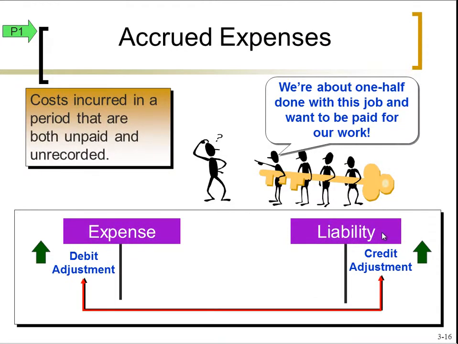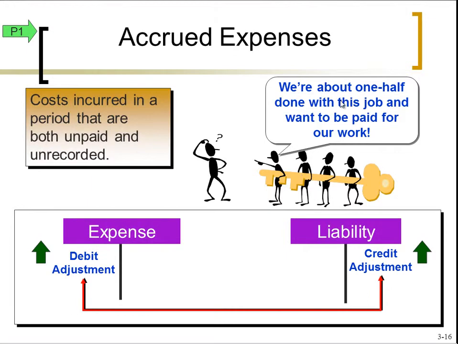Now we'll move over to the right-hand side of things with the accrued expenses. These are costs that we're going to incur in a period. We have to force the recognition even though they haven't been paid yet. So there is no cash transaction taking place right now. That's going to happen later on.